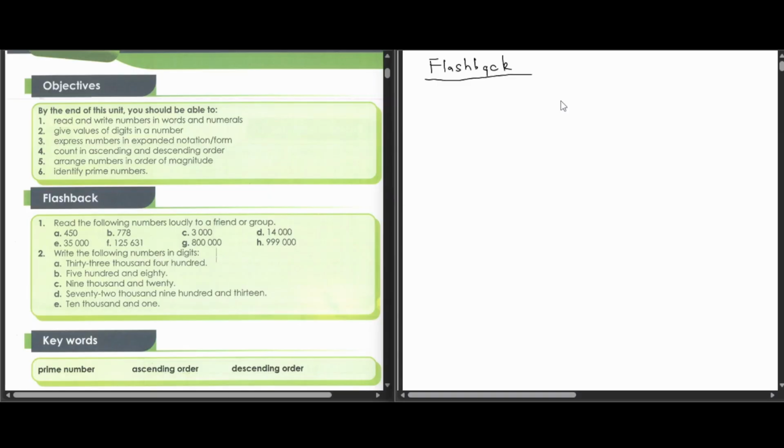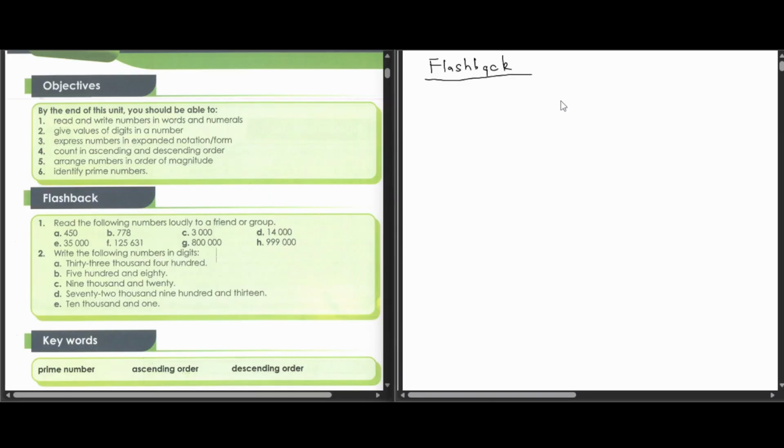Pa A tine 450. Pa B tine 778. Pa C tine 3000. Pa D tine 14,000. Pa E tine 35,000. Pa F tine 125,631. Pa G tine 800,000. Then lastly pa H tine 999,000.